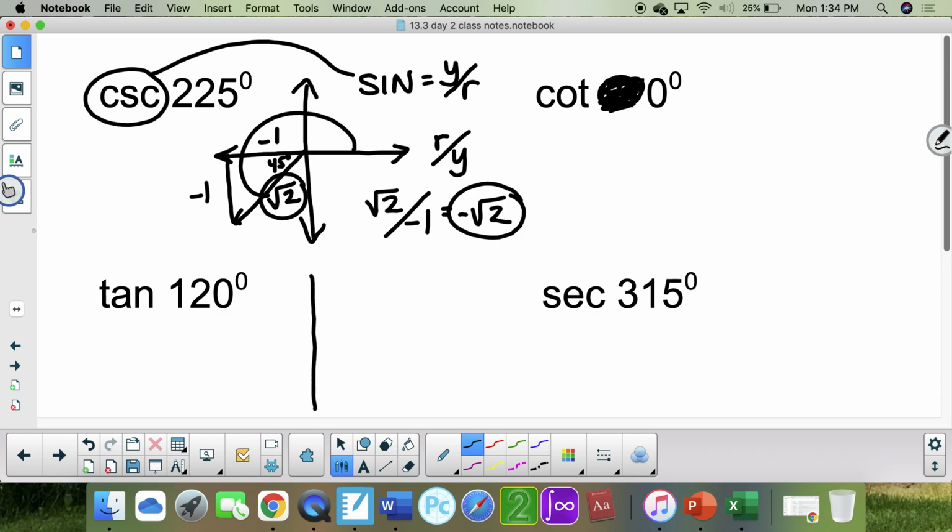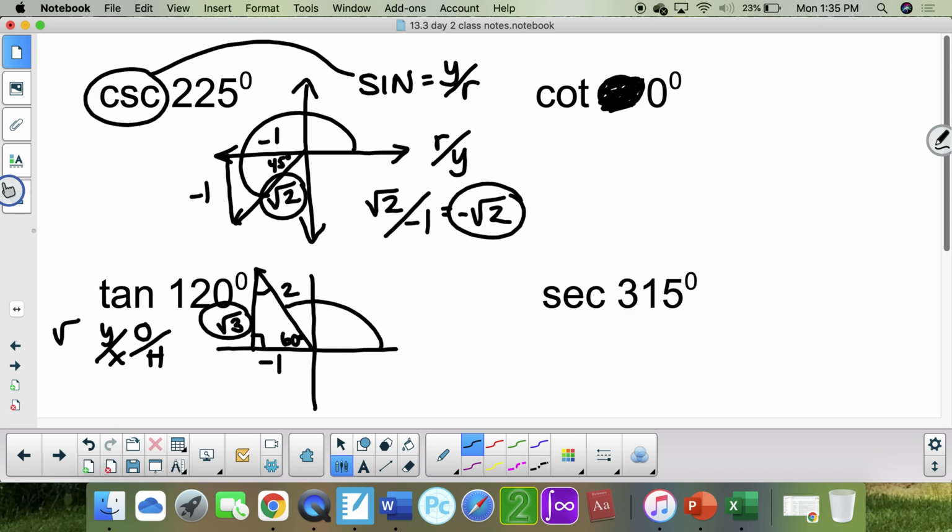Tangent of 120 puts you in this quadrant. Make yourself a triangle. Your reference angle is 60 degrees. Opposite of 60 is always √3. Opposite of 30 is a -1 because I went to the left, and the hypotenuse is 2. Tangent is opposite over adjacent, or y over x, and the y in this problem is √3. And the x is a -1, so the answer is a negative √3.